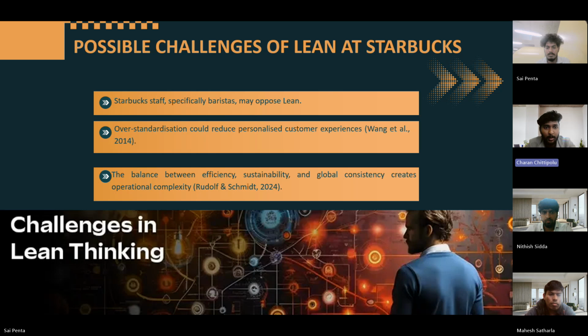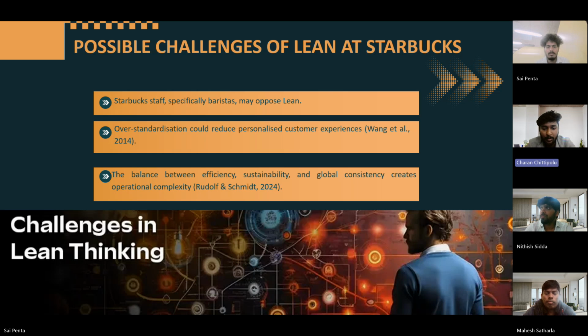In this slide, I'm going to tell about possible challenges of lean at Starbucks. Any new strategy may be opposed by Starbucks employees, especially baristas, who feel it will restrict their capacity to be innovative and deliver excellent service. Variability in presentation intended for safety. Specific client demands might result from over-standardization.